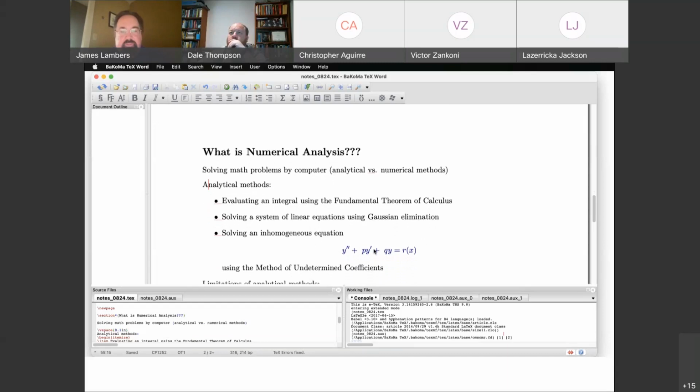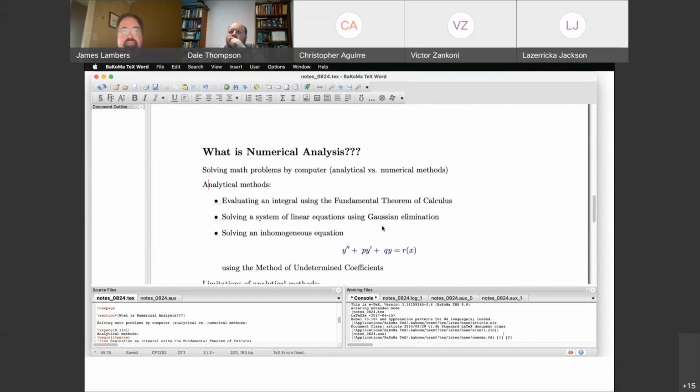Also, suppose you have an inhomogeneous second order linear differential equation with constant coefficients like this one. In Math 285, you'll learn how to solve this problem using a method called the method of undetermined coefficients. A second method is variation of parameters as taught in that course. So these are the kind of approaches you would take to solve each of those problems on paper.